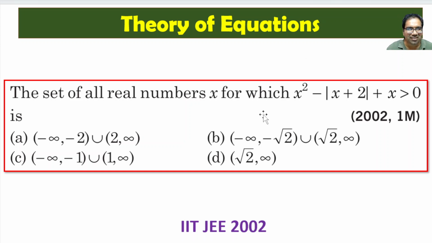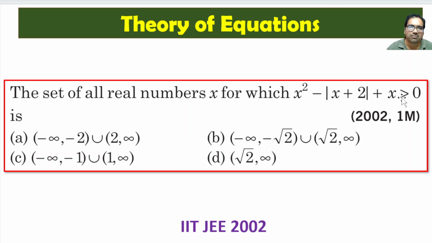Hi friends, in this problem we have to solve this inequality: x square minus absolute value of x plus 2 plus x greater than 0. For what all real values of x is this inequality satisfied? This is a combination of two quadratic equations. We have an absolute value of x plus 2.